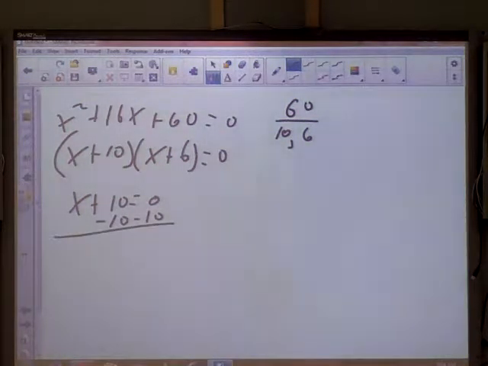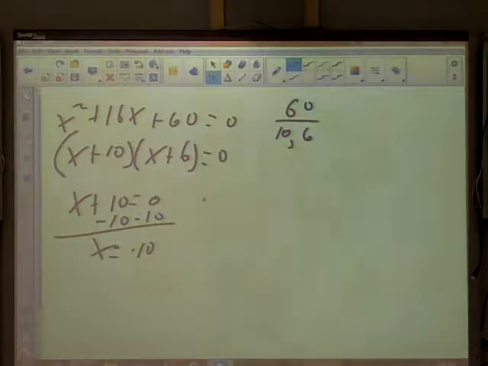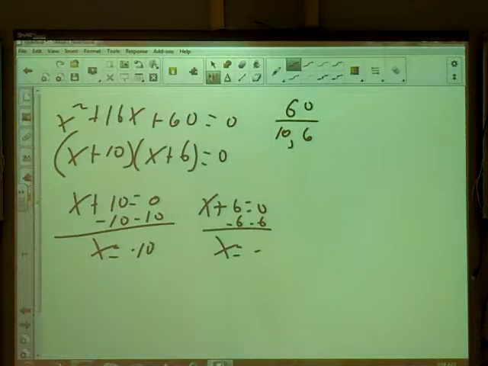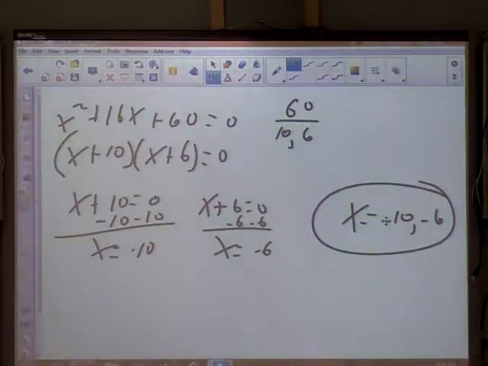Got me a negative 10 and a negative 6. Do we have to show that step? Nope. You can just change the sign. So make sure you got both of the answers on that one.